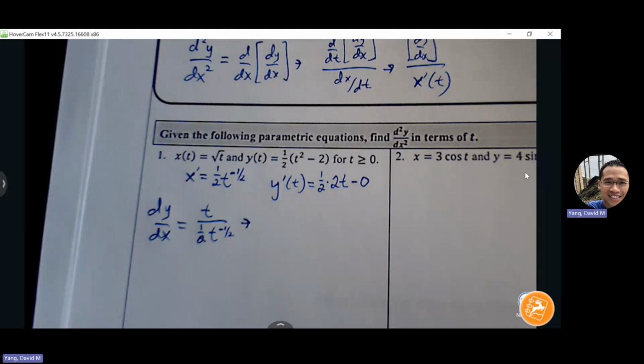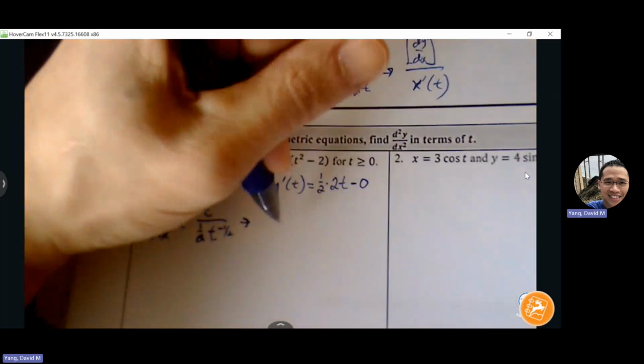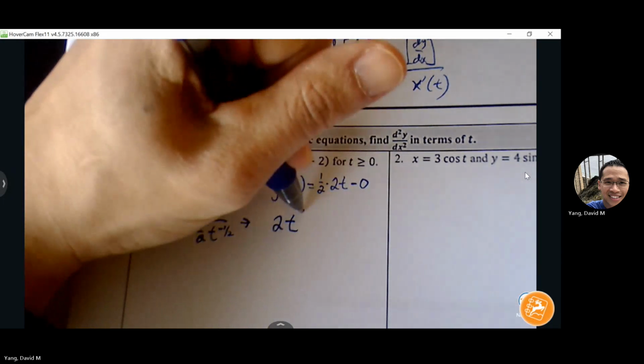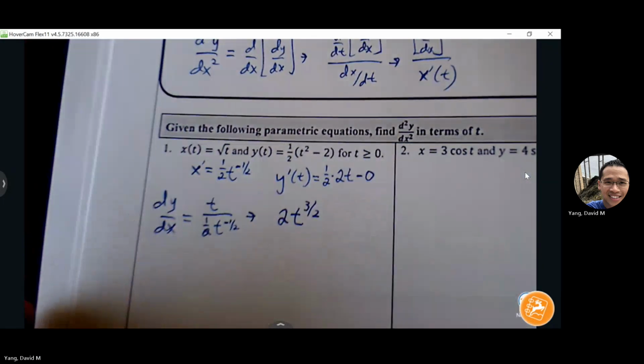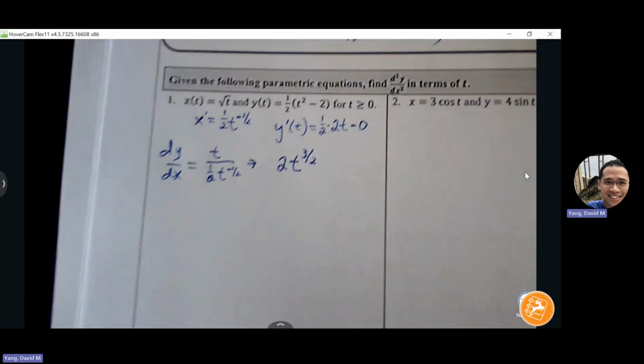Okay, so y prime is just t. x prime is power rule, 1/2 t to the negative 1/2. If I divide that out, the 1/2 in the denominator is really a 2 in the numerator. And then if I combine the exponents there, t to the first power times t to the 1/2, it's going to be t to the 3/2. So, all right, we're halfway there, dy/dx.